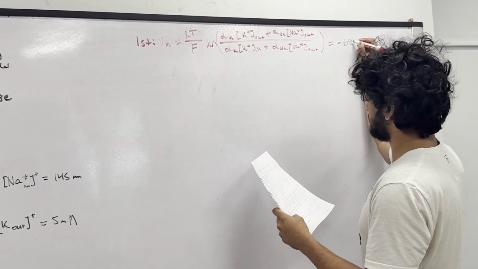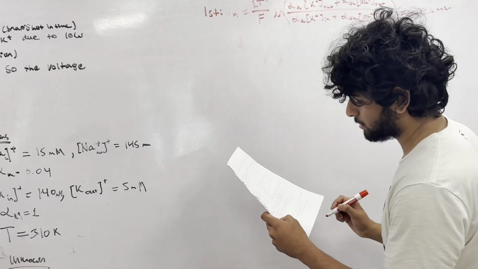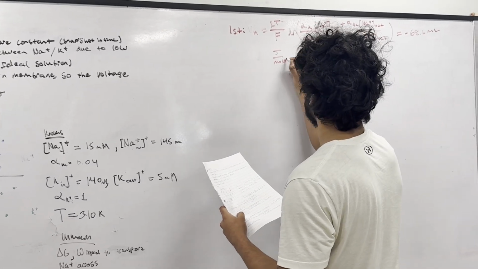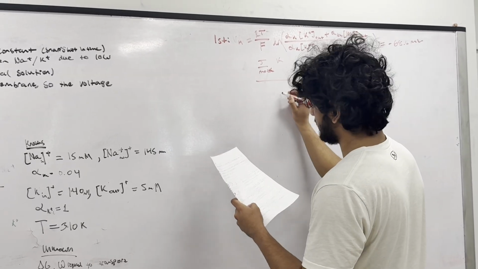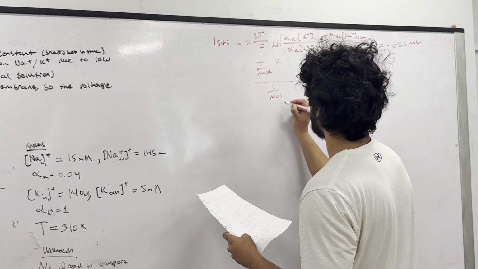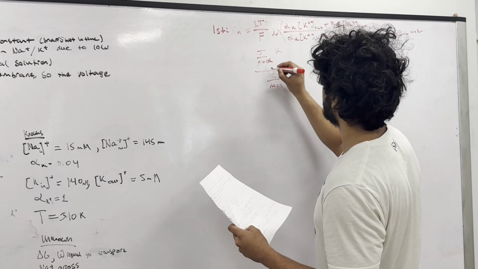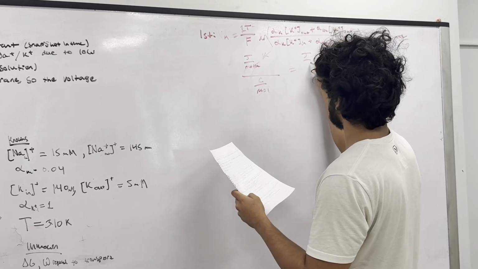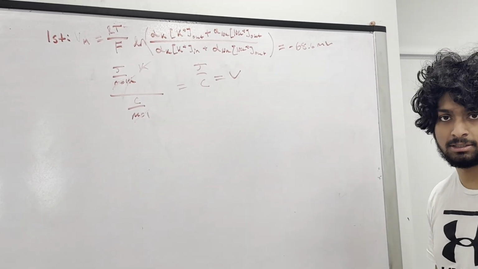negative 68.6 millivolts. And we can check the units real quick. R is in joules per mole Kelvin. T is temperature. Faraday's constant is in coulombs per mole. And as we can see, moles cancel, Kelvins cancel, and we're left with joules per coulomb, which is a volt. And I converted it to millivolts.